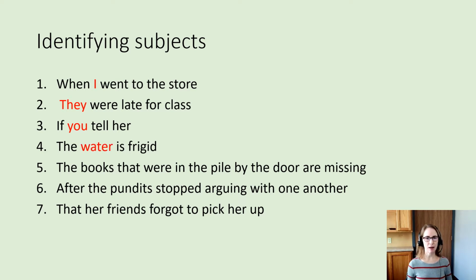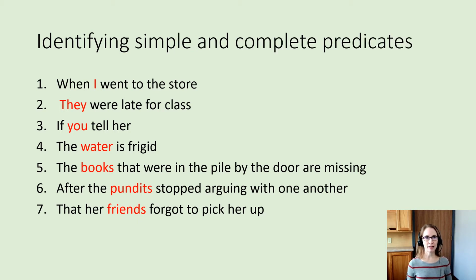The books that were in the pile by the door are missing. We've got books as our subject. After the pundits stopped arguing with one another. So our subject in that clause is pundits. That her friends forgot to pick her up. What's our subject here? Yep, it's friends. Okay, so we've identified the subjects. Let's move on and identify the simple and complete predicates.